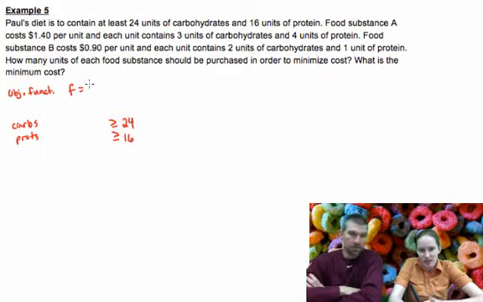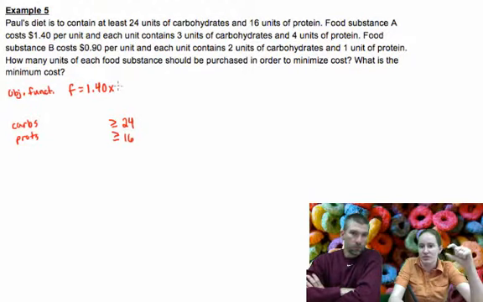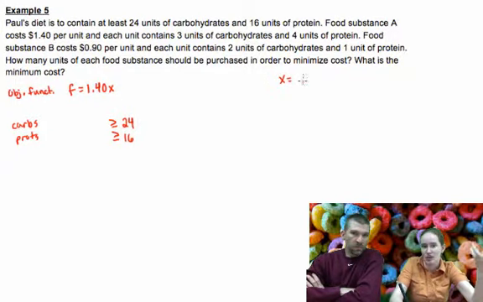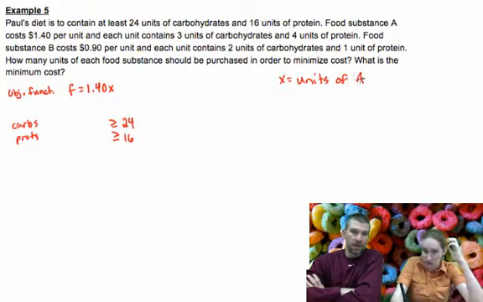So substance A costs $1.40, which means we're going to have 1.40x, and that also tells us that food substance A is what x is talking about. When we talk about x, we're talking about units of A. It's probably pretty important to label that so you don't get confused later.